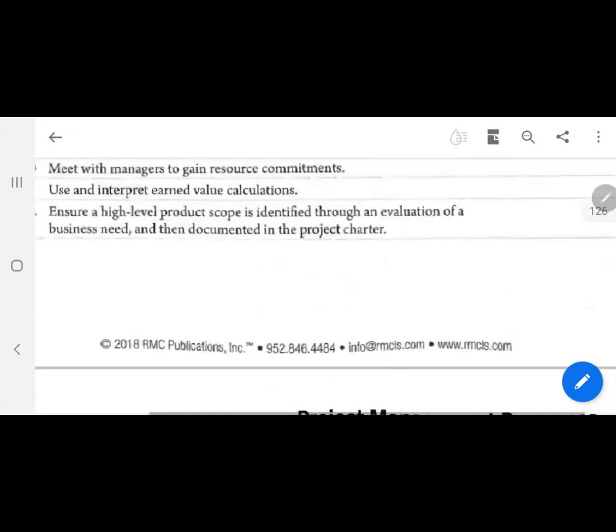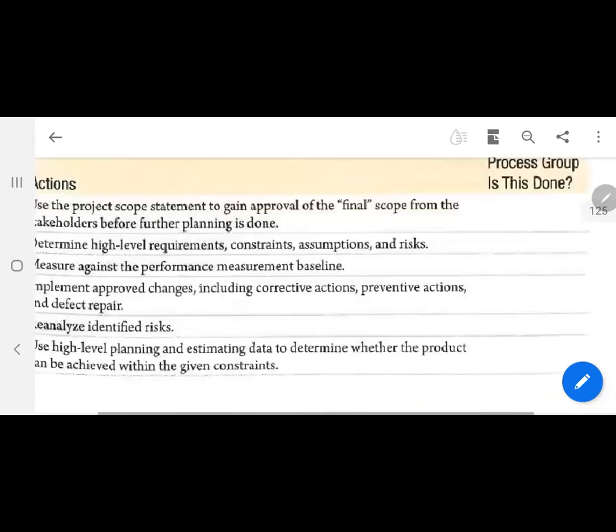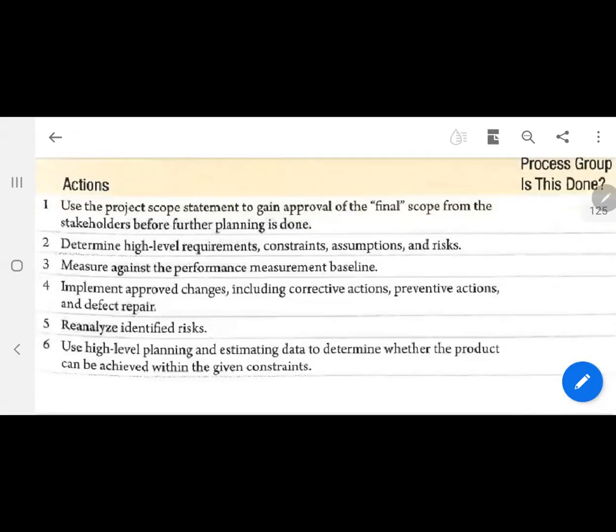Okay, so that is how we master these process groups. You do this exercise, there are 40 of them. The answers are there. So make sure that you first of all answer them yourself, and then come and check your answers. For example, number 2, determine high-level requirements, constraints, assumptions, and risks. This one is dealing with which kind of process group? Subsidiary management plan? No, we are dealing with 5 process groups. So in which of the 5 process groups is this action being taken?